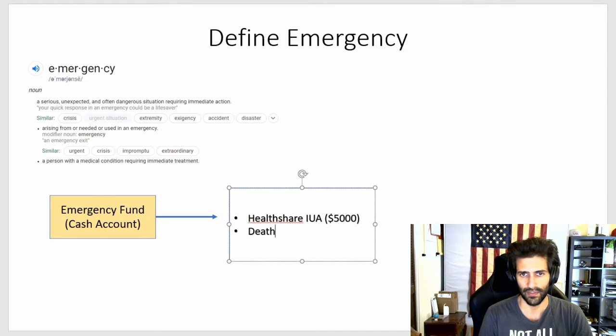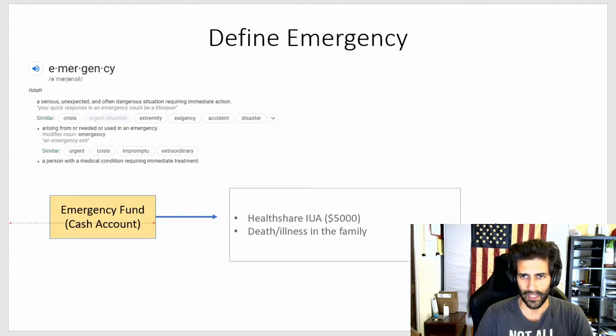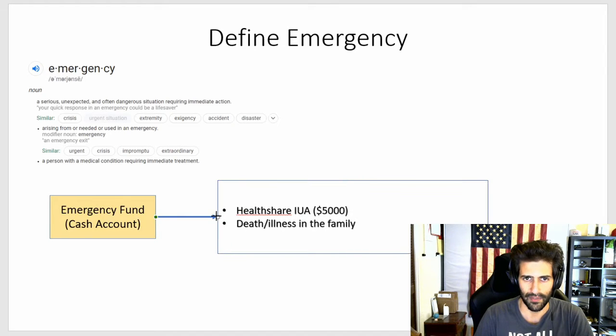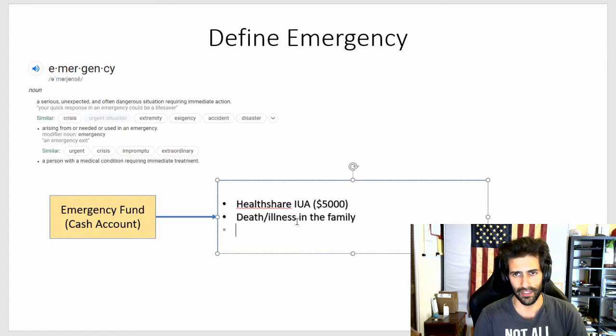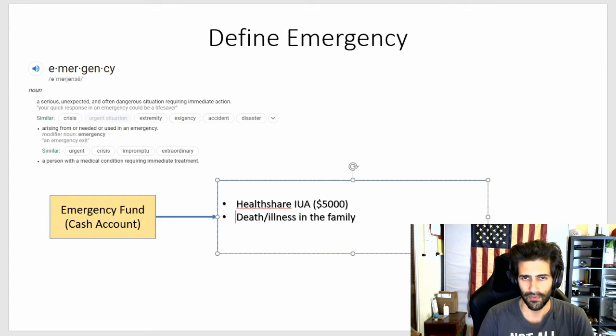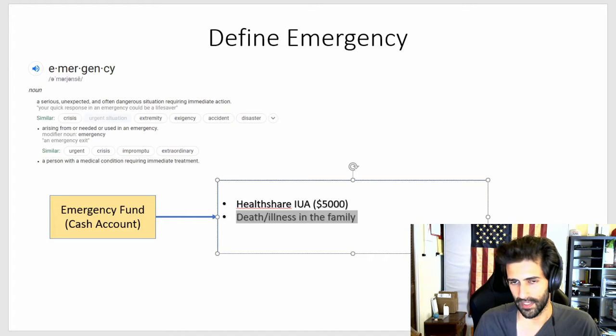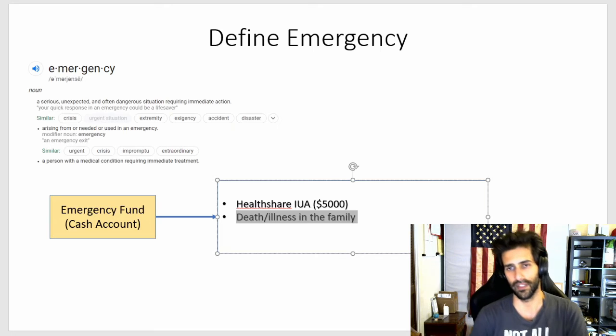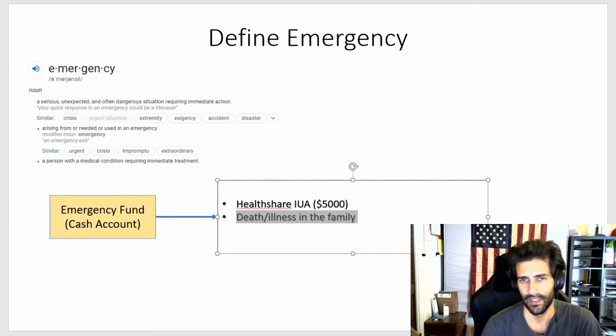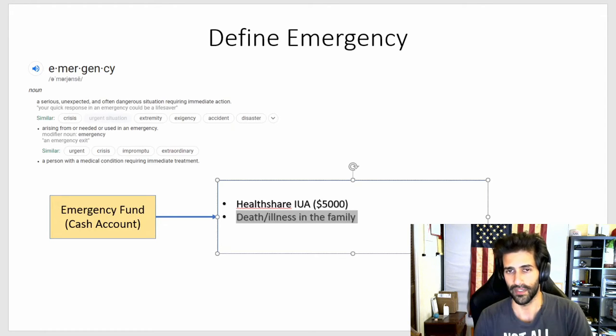What else? Death or serious illness in the family. If that happens and I need to go somewhere or do something or take some time off in order to address that, then that is considered an emergency. Before we move on from that one, it might not be just the transport costs of getting there, but also the loss of income that you experience. If you're going to have to stop working for a little bit, then you want the emergency fund to be able to fund your expenses during that time.